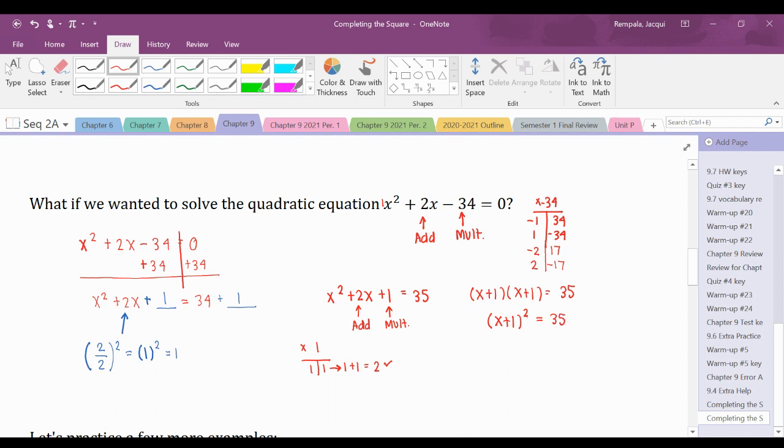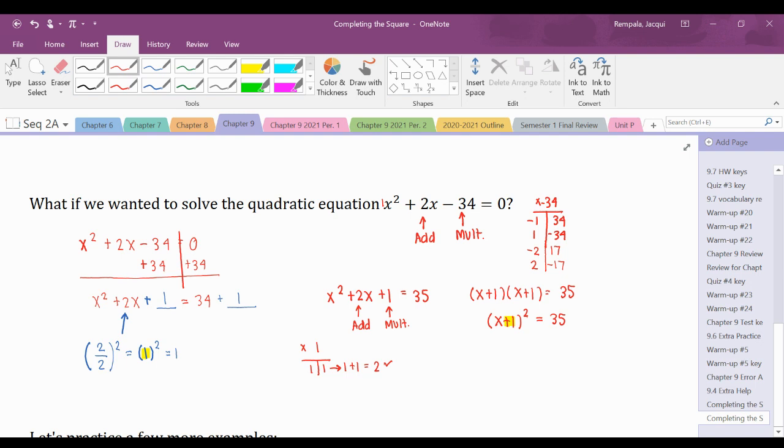Before I finish solving, I do want to point something out. Notice that the number that I had in the parentheses prior to squaring it ended up being the number that I had in the parentheses when I wrote my factored answer. It might be a little bit hard to see in this particular example because the number is 1 and so it didn't change, but you'll see in the next couple of examples that there's going to be a relationship between the number that we had prior to squaring it and the number that then becomes our factored answer.